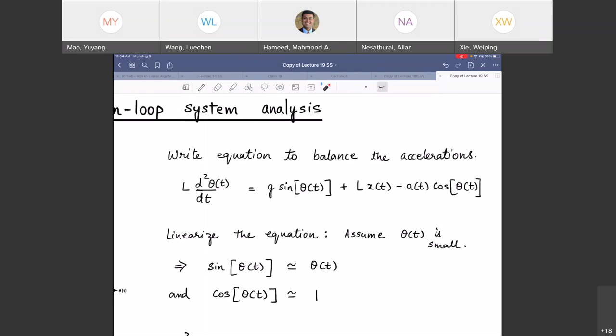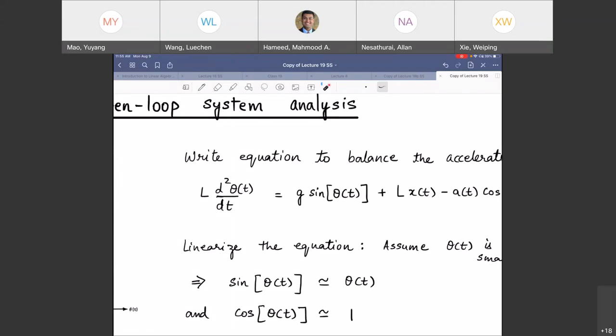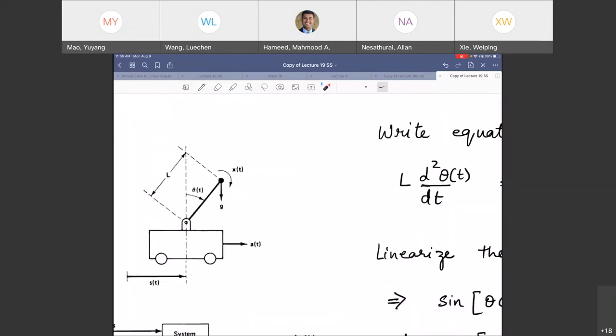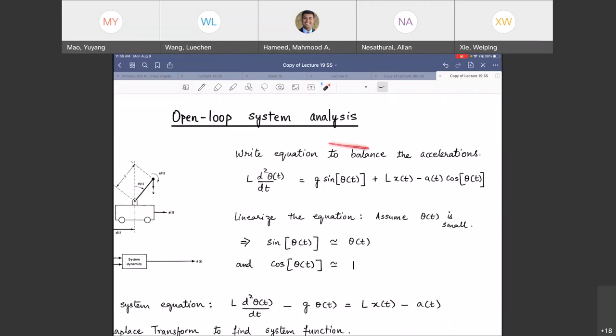at a particular point. So what we have is acceleration due to that theta of t, L second derivative of theta of t should equal g times sine of theta of t plus L times x of t minus a times a of t times cosine theta of t. So essentially you have theta of t over here, you have the sine and the cosine component there. One is with the acceleration, the other guy is with the acceleration due to gravity. And you're trying to balance that out. So, well, even if you don't understand that, just believe that that is correct.